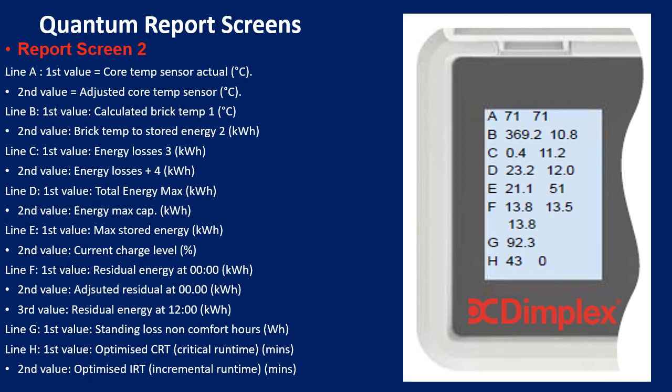Line G, first value, standing loss non-comfort hours. Line H, first value, optimised critical runtime. Second value, optimised incremental runtime.